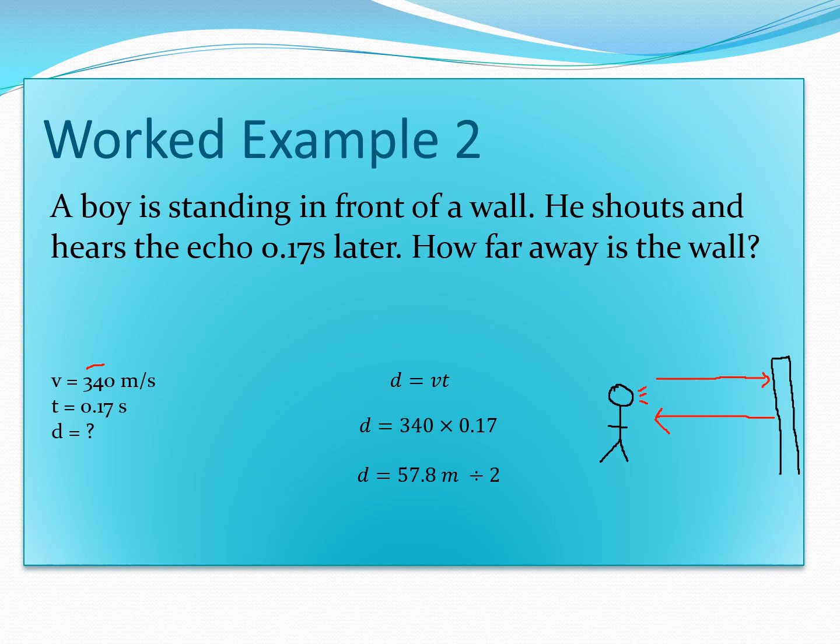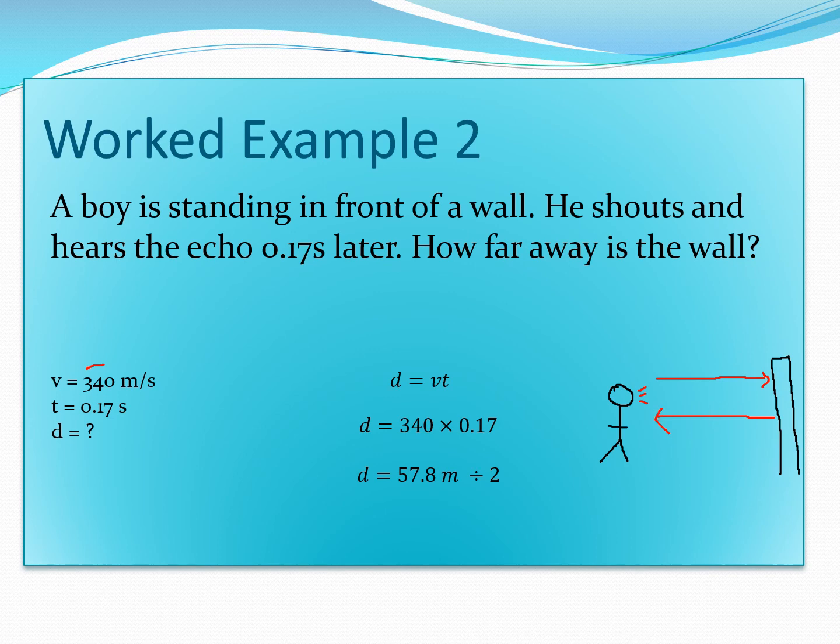So, what's happened is, this is our boy here, our very, very well drawn boy, and this is the wall, and he's having a wee shout. So as he shouts, the sound leaves him, it goes along, and it hits the wall. Then, after it's hit the wall, it bounces back to him so he can hear the echo. And so that whole journey has taken 0.17 seconds.